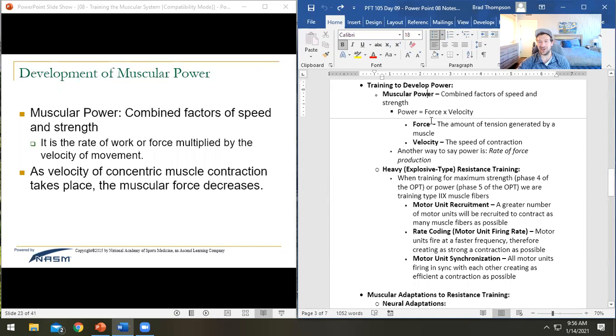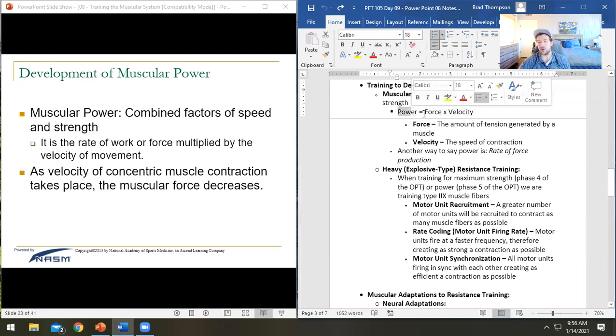So let's take a look at our muscular power next. So looking at the idea of power, right? Because we talked a lot about muscular strength, right? We talked about force. Now we got to talk a little bit about velocity, right? We got to talk about how we're generating tension quickly. And so your muscular power is going to combine the concept of force production and force velocity, right? And so that actually is our definition for power. So if we look at muscular power, there's the combined factors of speed and strength, right?